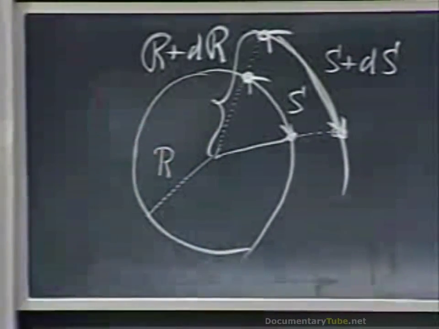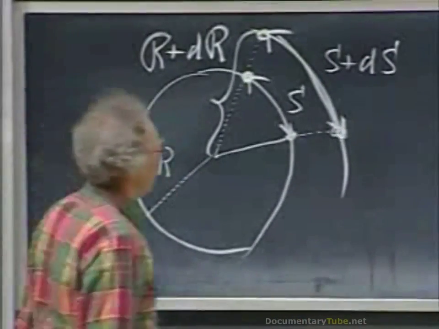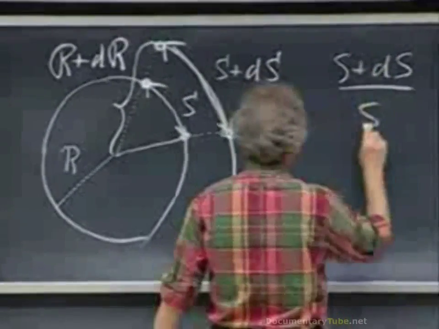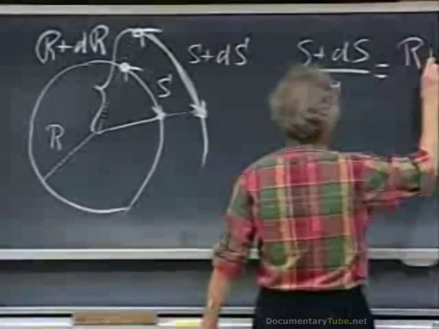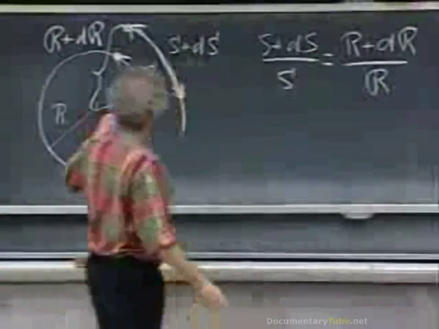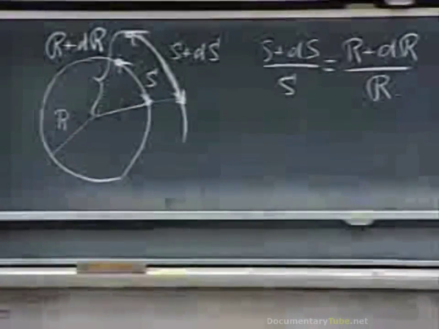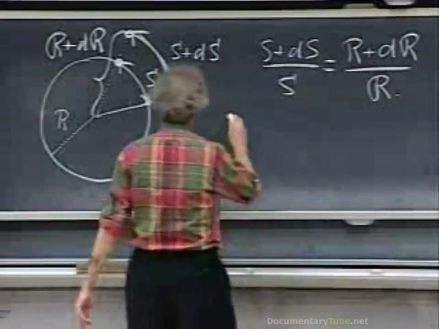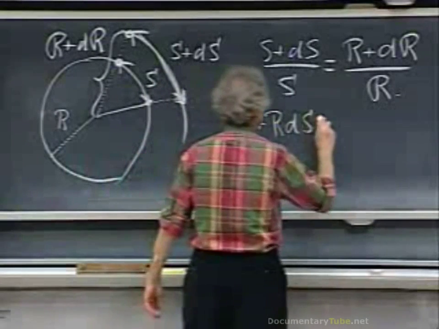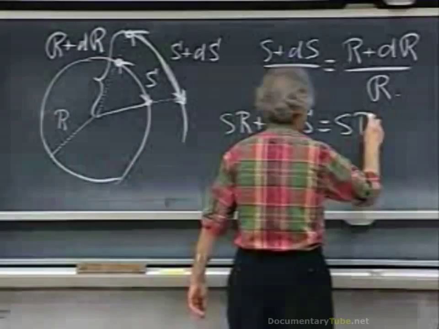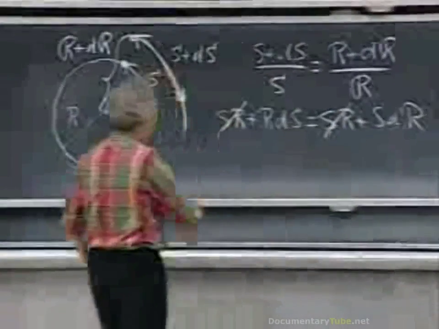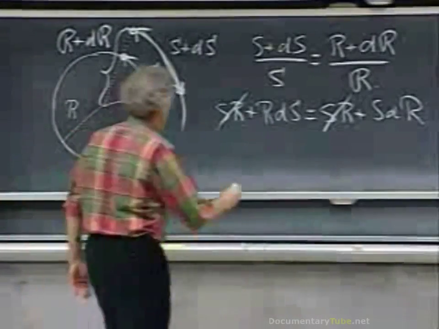And it follows immediately from the geometry that (s plus ds) divided by s is (r plus dr) divided by r. Simple high school geometry. I can work this out. I get sr plus r ds is sr plus s dr. I lose this sr. I divide by dt.